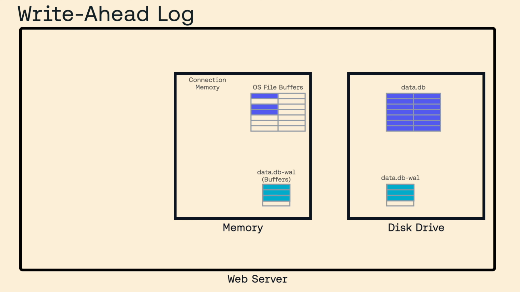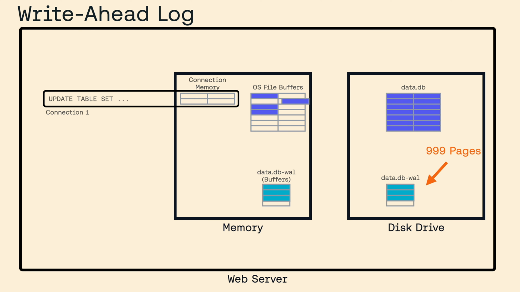So for example, let's say the WAL file has 999 pages in it, and then another writer appends its data to the WAL file, pushing the page size to 1,000, thus triggering a checkpoint. So what happens now is, the connection with the transaction that triggered the checkpoint will start moving the pages in the WAL file to the database file.